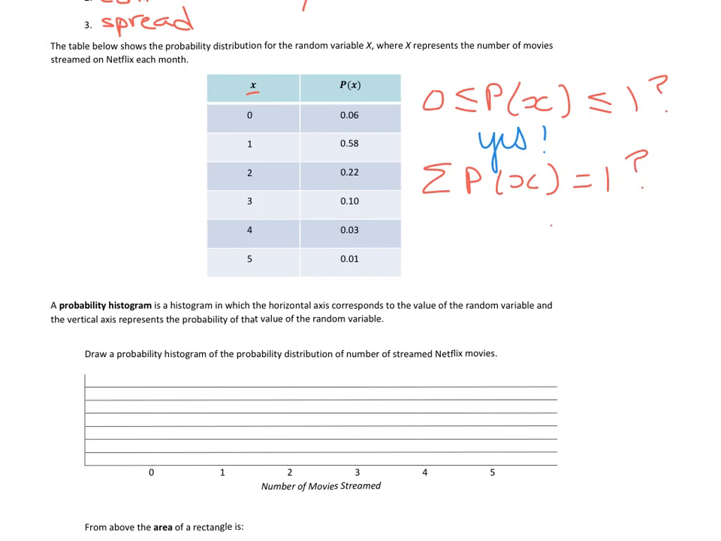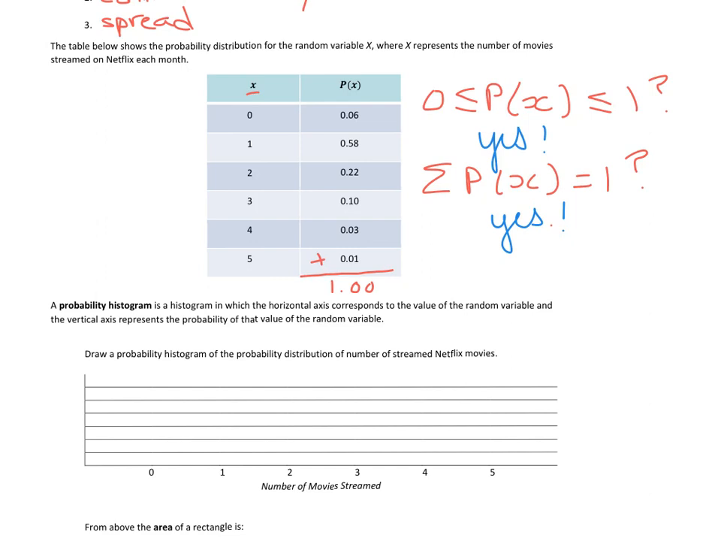Okay, so if we were to add up all the probabilities, would we get 1? So let's, and we do indeed get 1. All right, so this is a probability distribution.